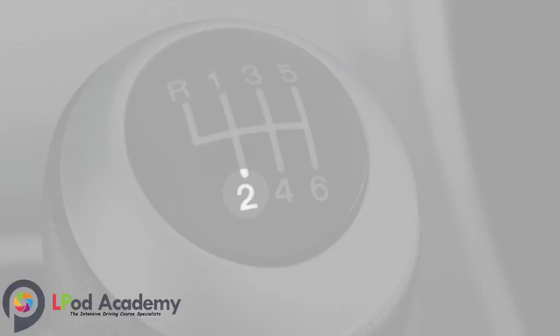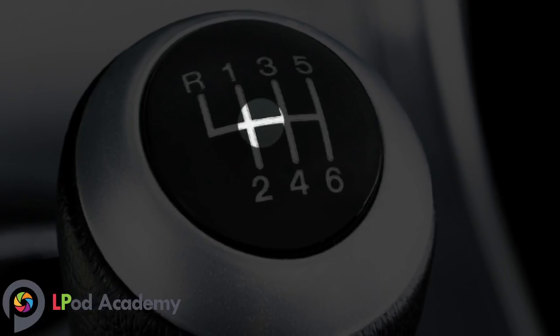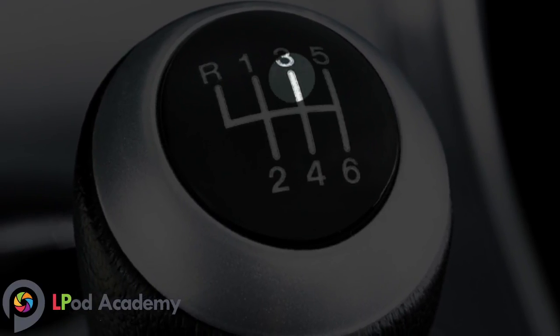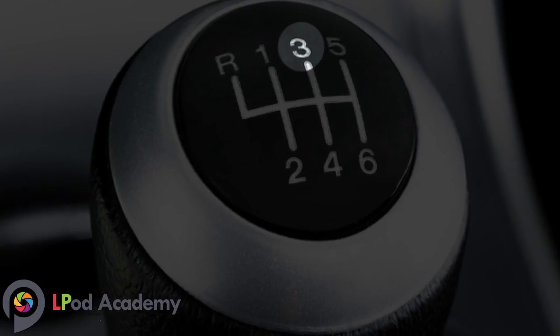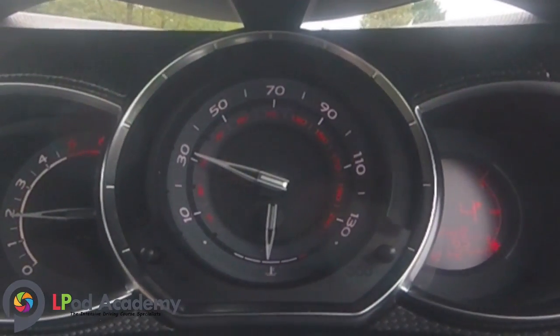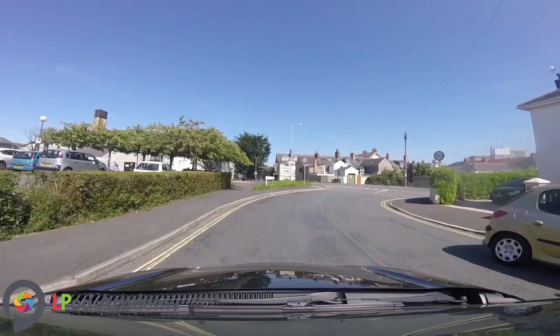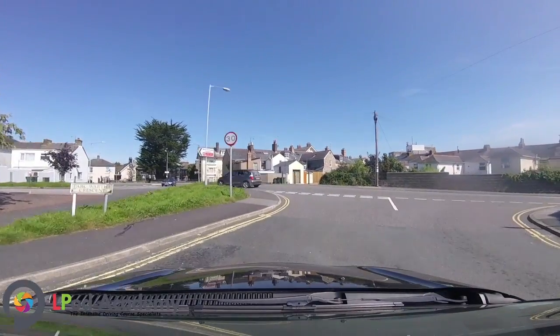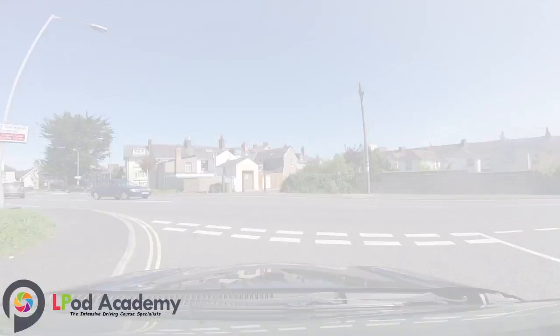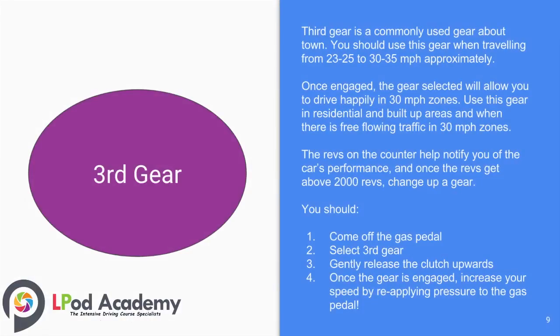Third gear. Third gear is a commonly used gear about town. You should use this gear when travelling from about 23 to 25 miles an hour to 30 to 35 miles per hour. Once the gear is engaged, the gear selected will allow you to drive happily in 30 mile an hour zones, for example. Use this gear in residential and built-up areas and when there is free-flowing traffic in 30 mile an hour zones. The revs on the counter help notify you of the car's performance.